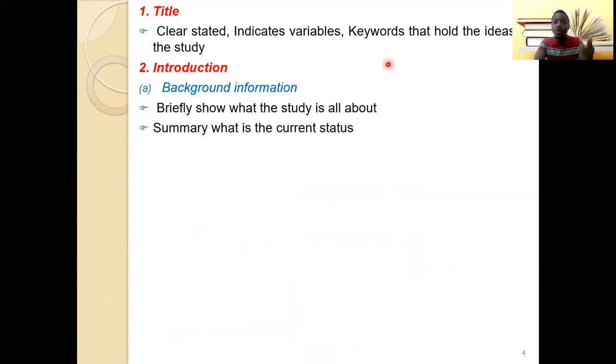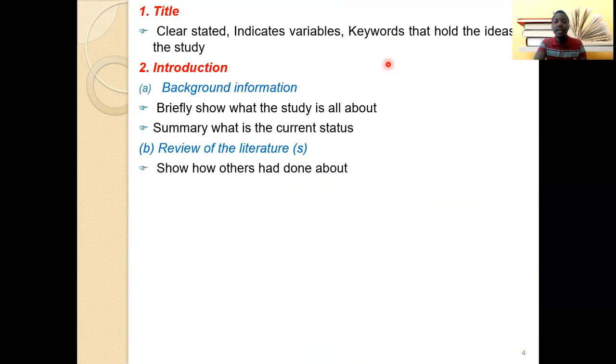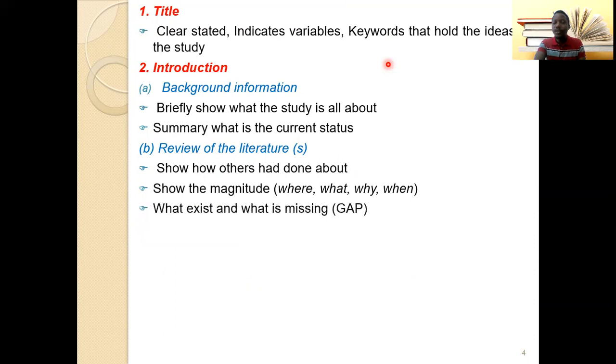And then after that you need to go through some literature. You justify your information with literature reviews. You survey some literature, where you tell us how others have studied this related subject. Show the magnitude of the situation: where did this problem start, what, why, and when. What is the existing situation and what is missing? That is the gap, from which you come up with the statement of the problem. So this is a very important part that you need to highlight while preparing your introduction.